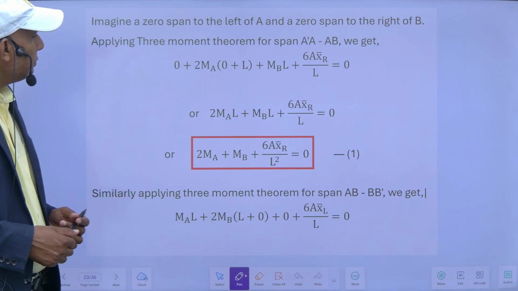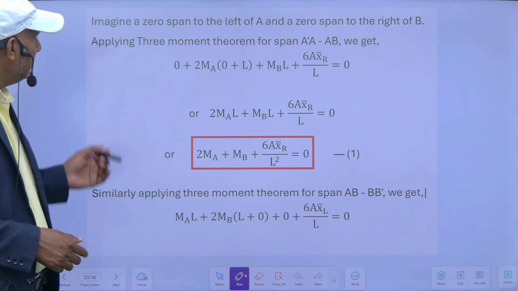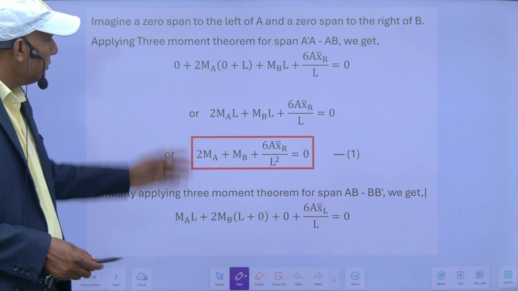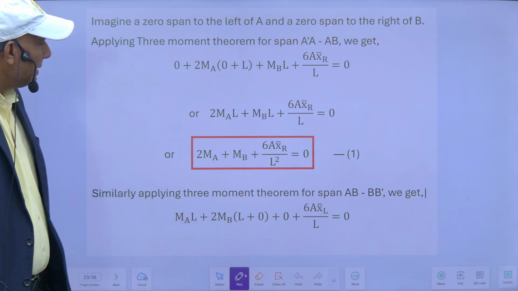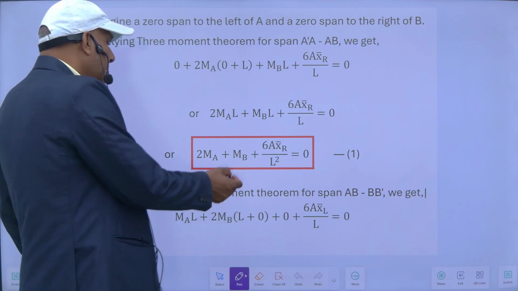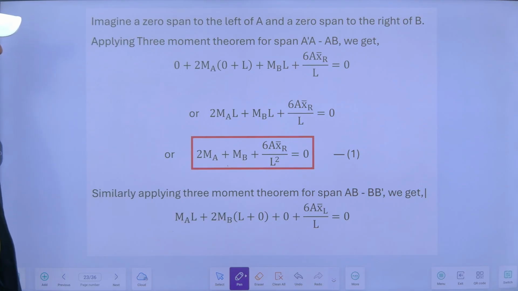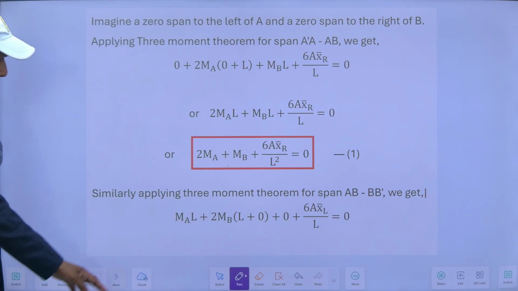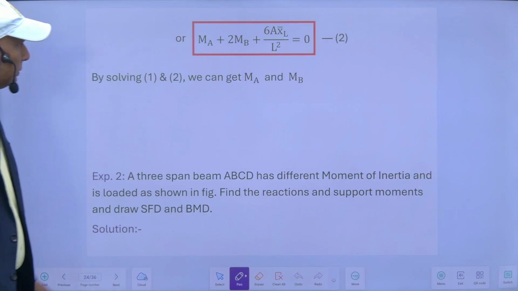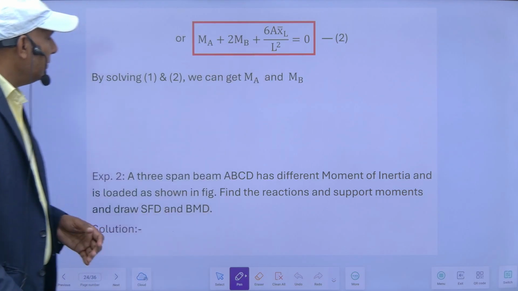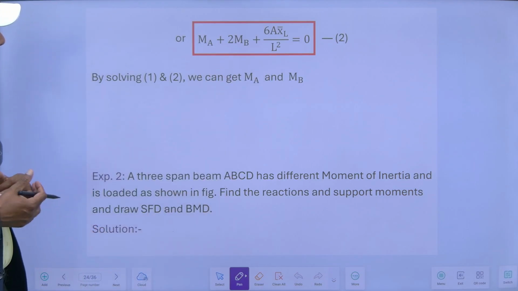Imagine a zero span to the left of A and a zero span to the right of B, applying three moment for this. So I will get this one. This will be my equation number 1, and for the second one it is there. So solving both the equations, I can find MA and MB.